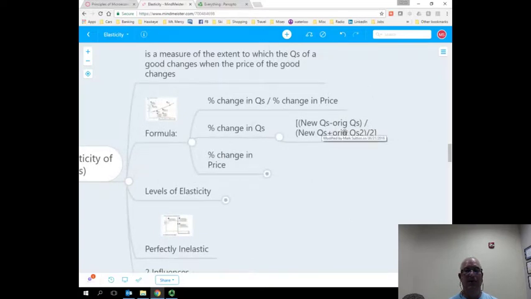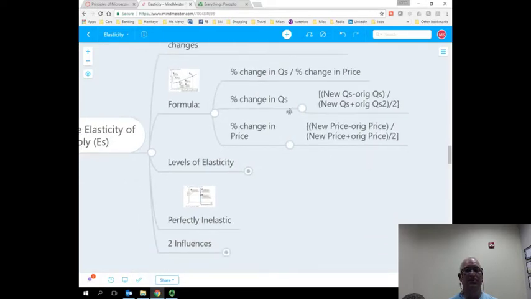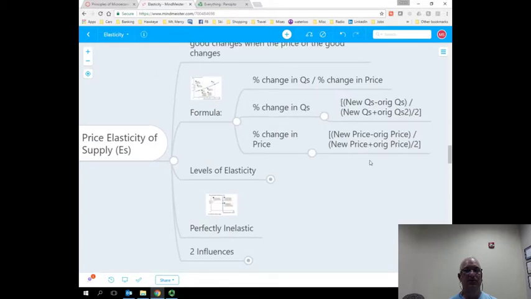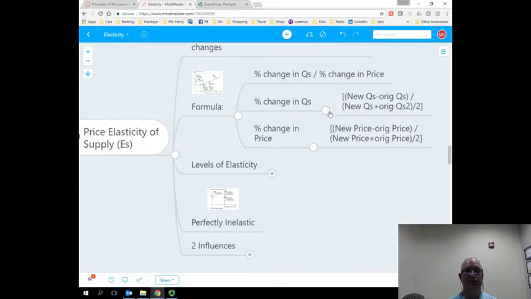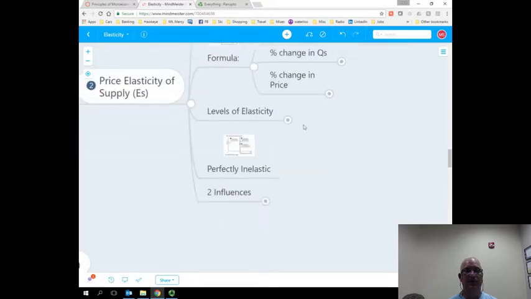So the new minus the original quantity supplied over the new plus the original divided by 2, same as the demand formula. So that's the percentage change in quantity supplied and the percentage change in price. Here it's just the new price minus the original price over the new plus the original price divided by 2. Then we take this number over this number, and that will give us our elasticity. So very similar to demand.